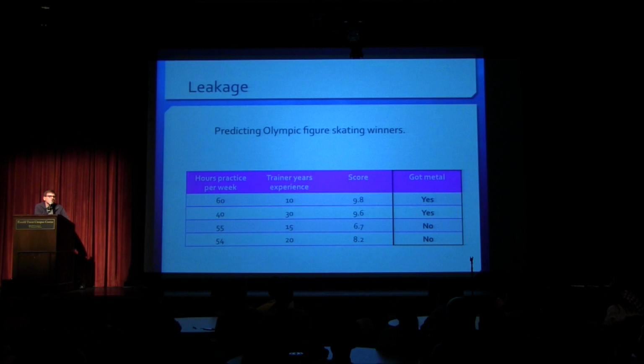So here, let's say we were going to try and predict who's going to win the Olympic figure skating medals. So an important variable would seem to be how many hours a week they practice. The years of experience the trainer has. Maybe these contain some predictive power, we don't know. Then there's the score they achieved from the judges in the Olympics and whether or not they got a medal. Now, of course, if you know the score, predicting the medal is pretty trivial because they're highly correlated.